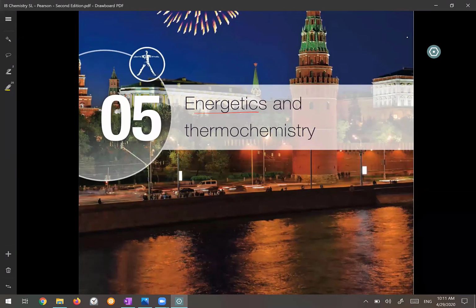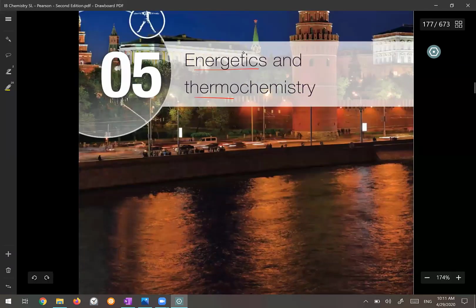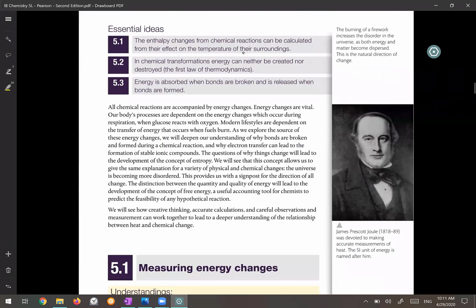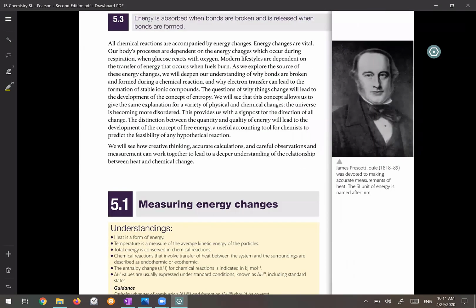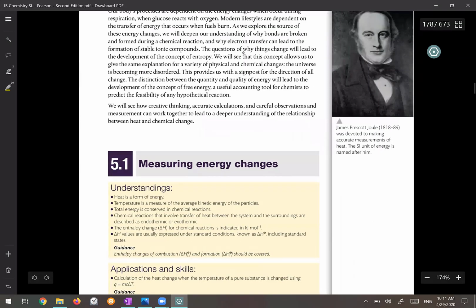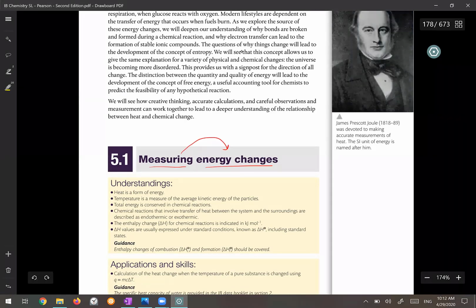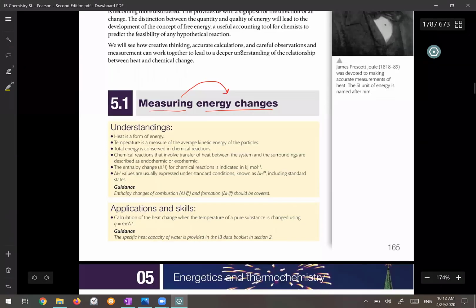And that's where the name thermo comes from. So we have thermochemistry. We want to talk about the energy change in the chemical reaction. You had it in grade 9 when you studied endothermic reactions and exothermic reactions, how the energy changes in those reactions. But here we want to talk about the energy change in the chemical reaction in more detail, and we want to measure the energy change. So measuring energy change is the topic for the first section of this chapter.